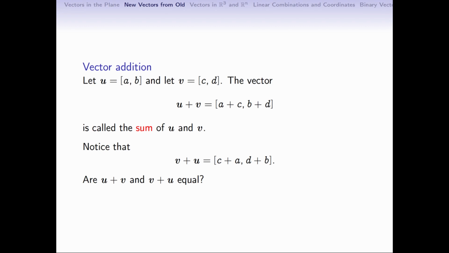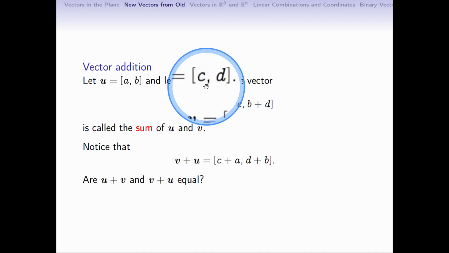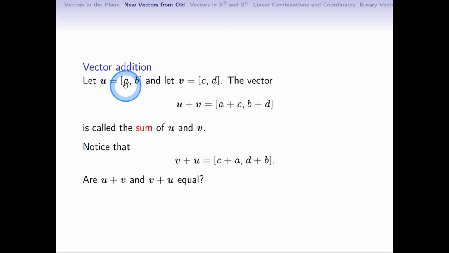Now, if you're a sensitive soul, you may be already wondering if you get a different result if I add the vectors in the order v plus u. So let's find out. Suppose I want to form the vector sum v plus u. I get the first component of v, I get the first component of u, and I add them together in that order. So I'm going to have c plus a. Then I do the same thing with the second components. I take d and I take b and I add them together in that order. And the question is, are these the same vector? Is the vector u plus v the same as the vector v plus u?